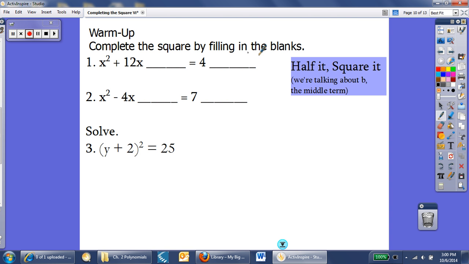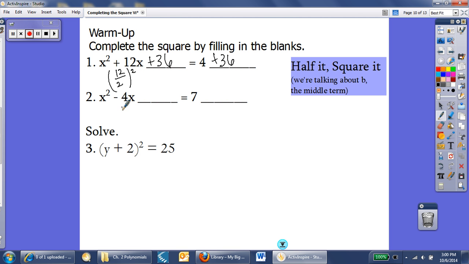It says complete the square by filling in the blanks. Remember, half it, square it. We're talking about b, the middle term. So I take 12, I divide it by 2, that's 6. 6 squared is 36. I'm adding 36 to both sides. And again, that's 12 divided by 2 squared.